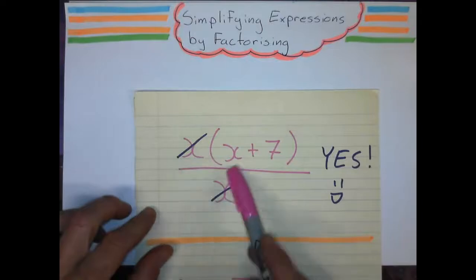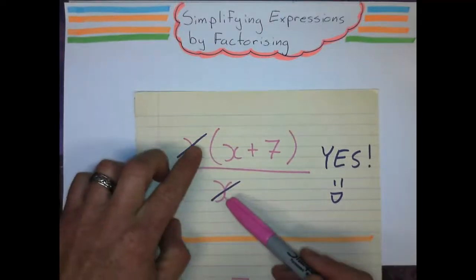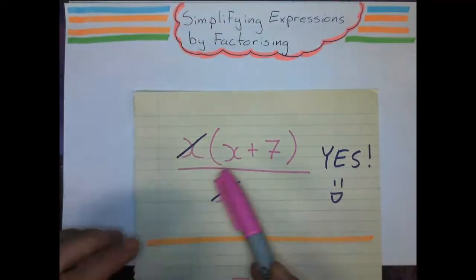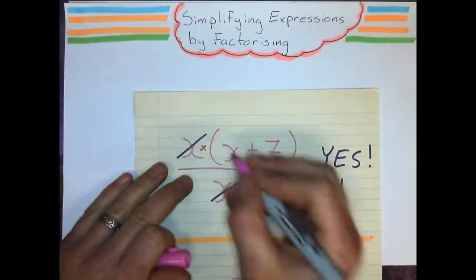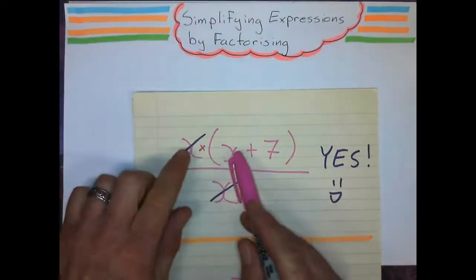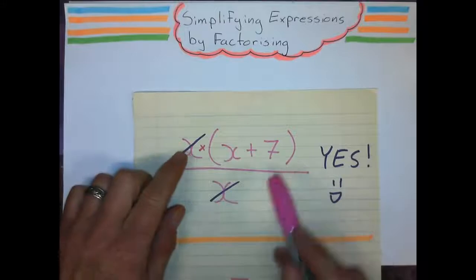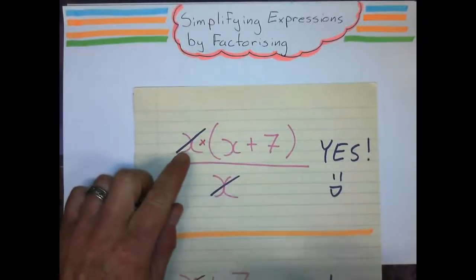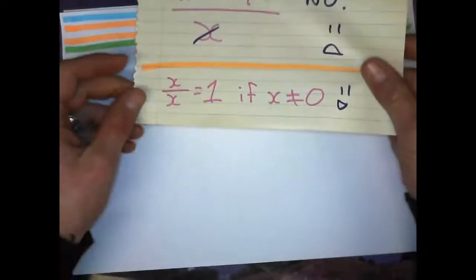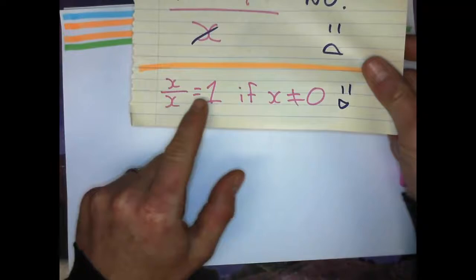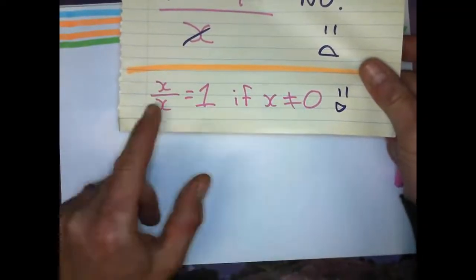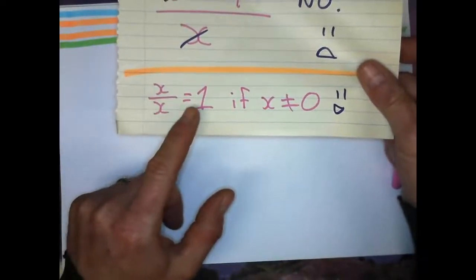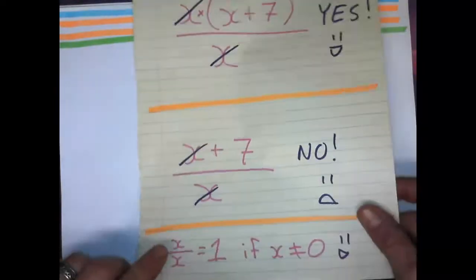For example, this expression right here, I can cross-cancel these x's because these are factors. This is x times this. There's a little invisible times sign right there. So these two guys are factors. Therefore, I can cross-cancel these two x's. And why? Because x over x is going to equal 1 as long as x doesn't equal 0. And if I divide something by 1, it doesn't change.